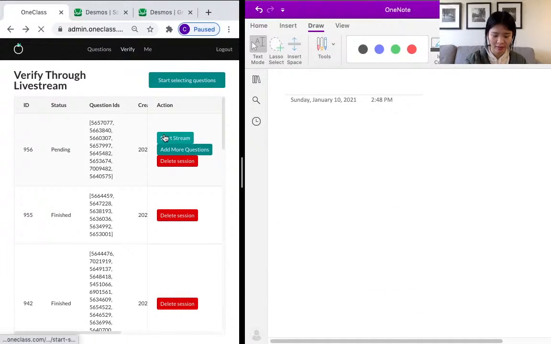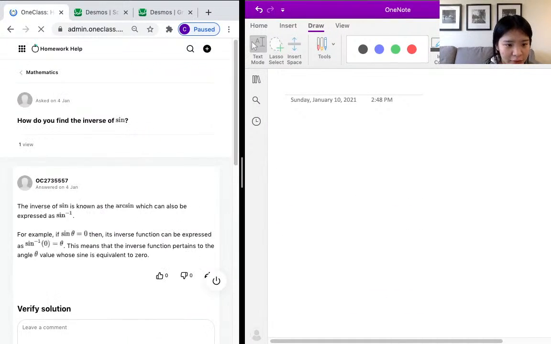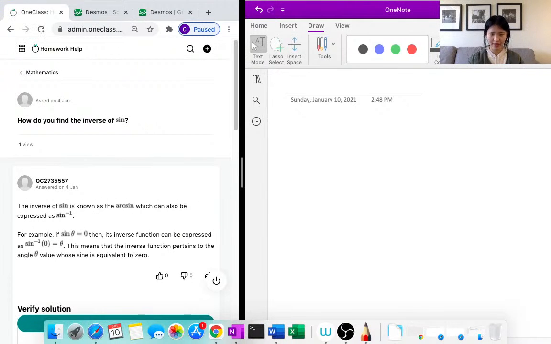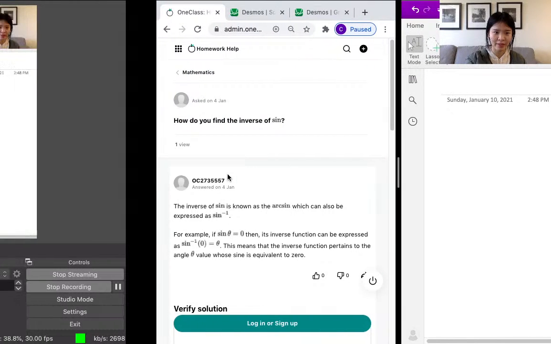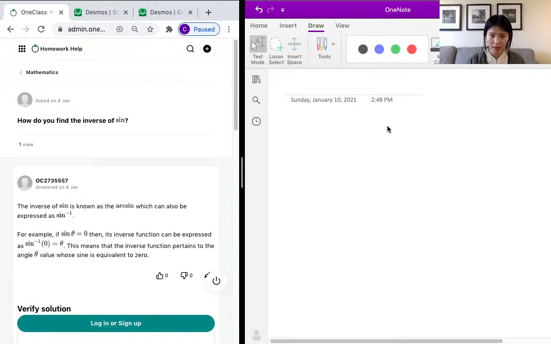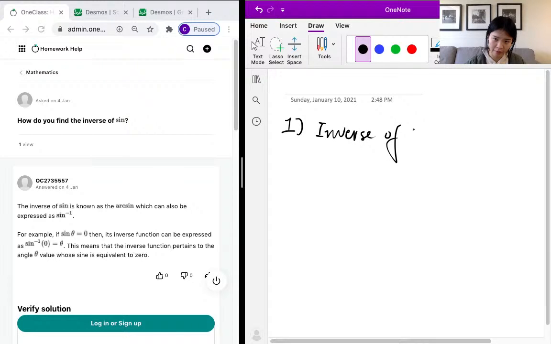Today we're going to go over some common math problems. So let's see what math problems are commonly asked by students. Okay, it's loading, and the first question that we have for today is asking us to find the inverse of sine function. Alright, so let's just do that. The inverse of sine of x.